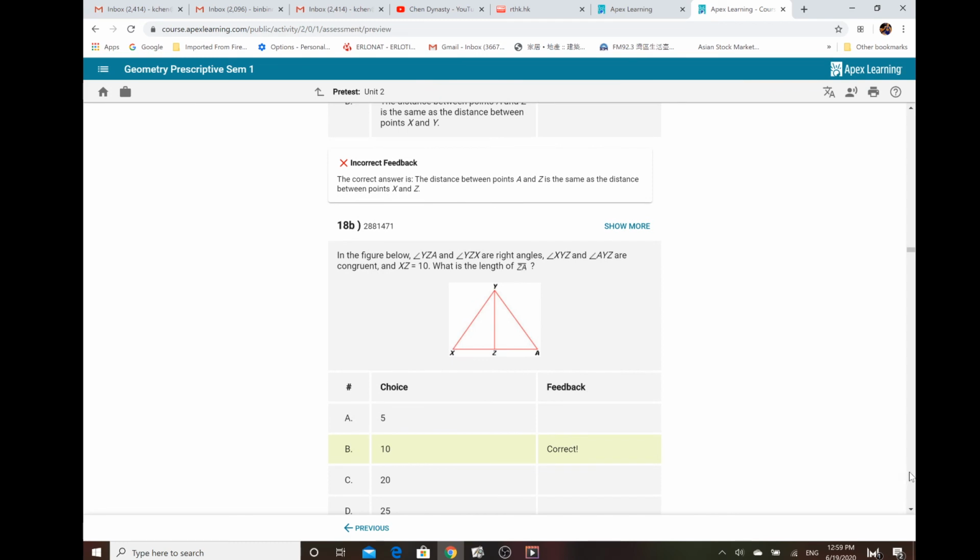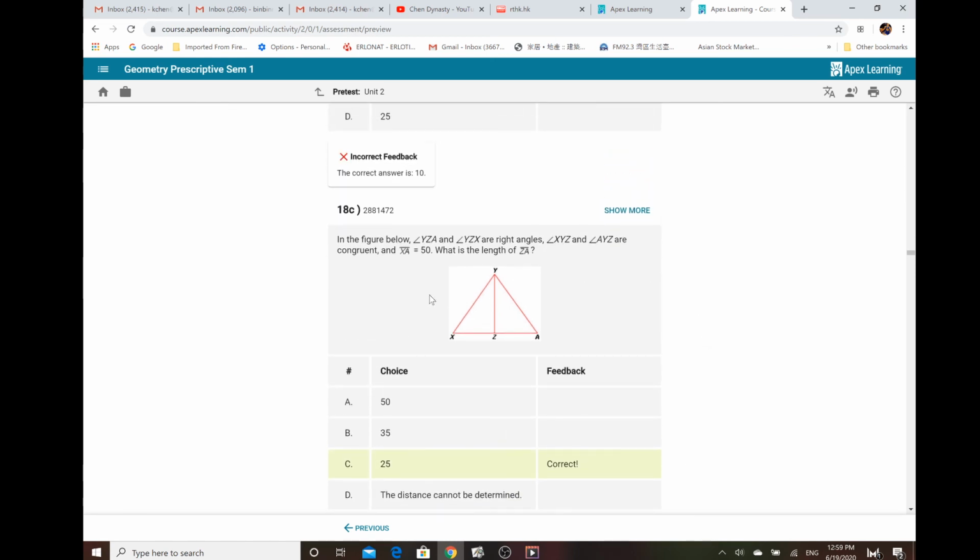So here's another one. One thing that we notice, XZ is 10. And what's the length of ZA? Since we do know that the two triangles, YZX and YZA, are congruent, that means segment ZA is also 10.